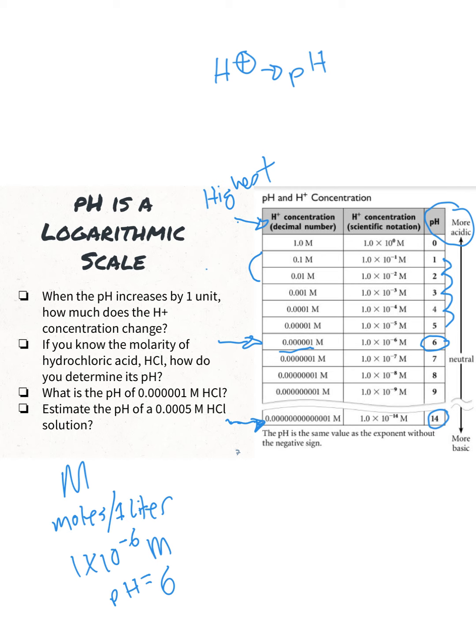All right, so the last one says estimate the pH of a 0.0005 molar HCl solution. So for this one, we don't have a coefficient of 1, we have a coefficient of 5, and our H plus concentration over here, what we're noticing is that these concentrations are always increasing by a power of 10. So what do we do in the case that our coefficient is a 5?